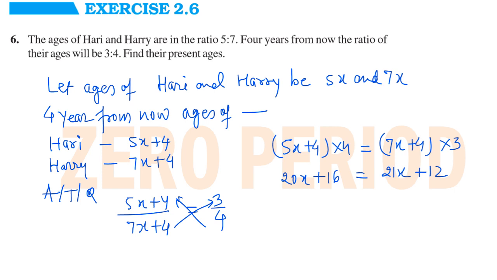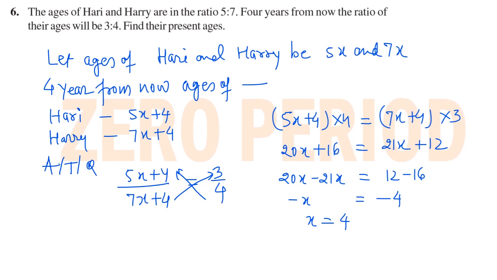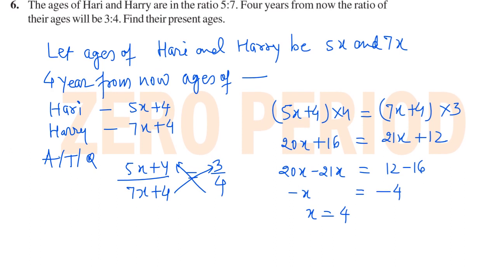This, after opening the bracket, you get these things. Then 20x minus 21x is equal to 12 minus 16. 20x minus 21x is minus x, and 12 minus 16 is minus 4. So x is equal to 4. But this is not our solution. We need to find the ages of Hari and Harry.